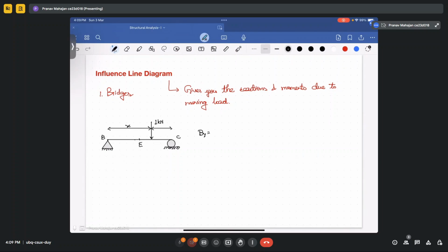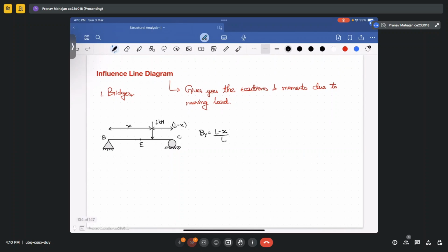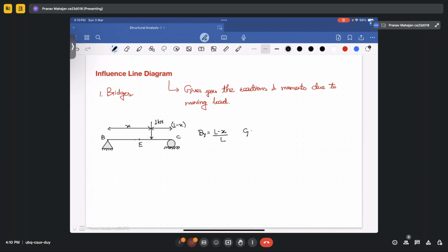The corresponding reaction at point B will be, if this is h, this would be L minus h. Now you will be able to calculate the reactions at various members when it is subjected to different kinds of loading, that you need to calculate on your own. Okay, so By will be (L minus h) upon L, and Cy will be h upon L. These will be the reactions when the unit load is between E and C.